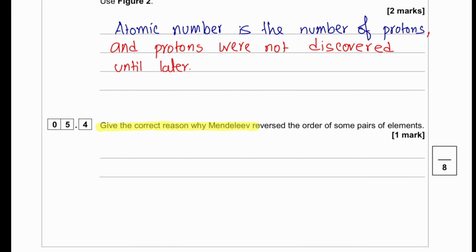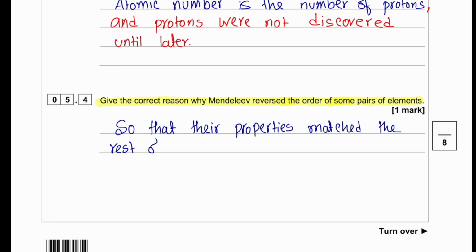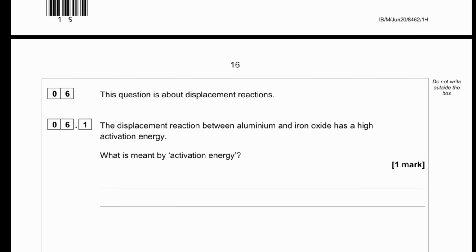Give the correct reason why Mendeleev reversed the order of some pairs of elements. Mendeleev reversed the order of some pairs of elements so that the properties they have can match the rest of the group. Because according to Mendeleev, elements belonging to the same group have similar chemical properties.